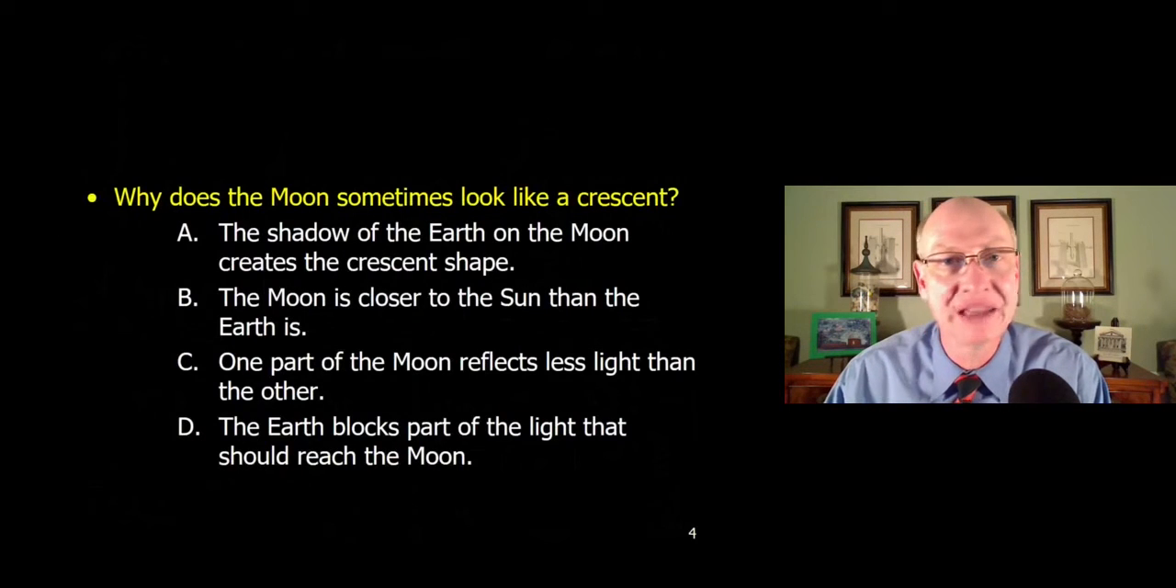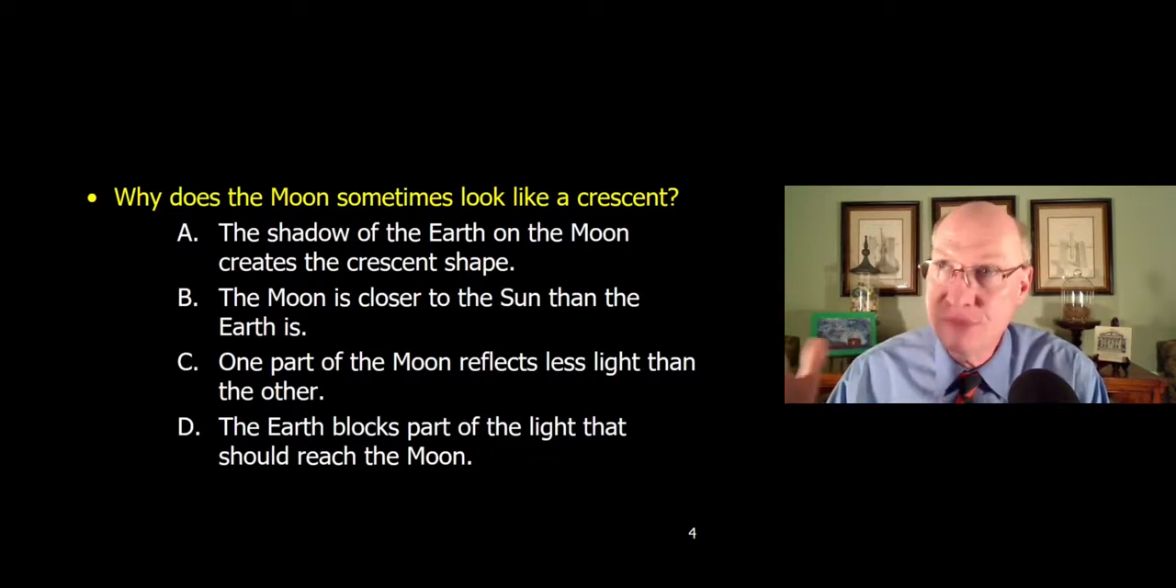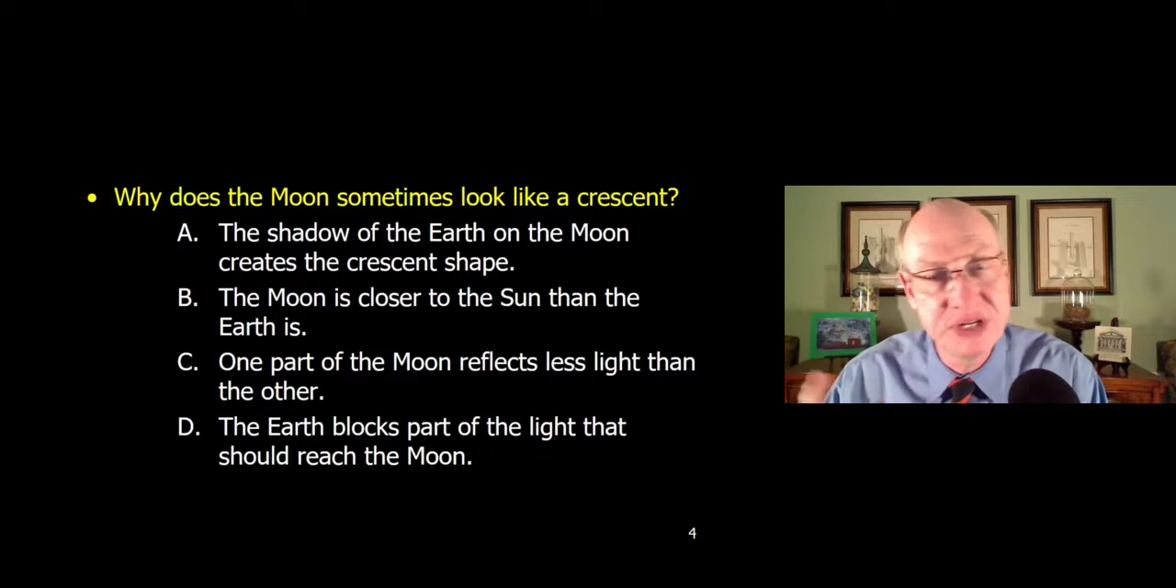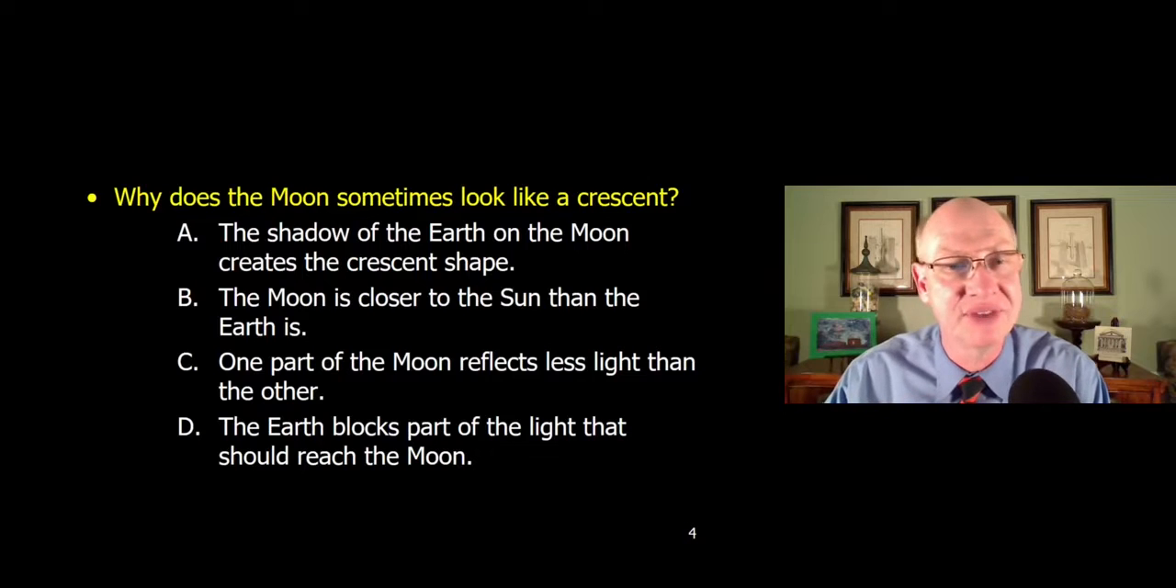So that Learning Catalytics question I want you to answer is this. Why does the moon sometimes look like a crescent? Sometimes you'll look up there in the sky and you will see the moon looking like a crescent. I don't want you to do any research. Don't look in the book. I want your gut feeling for the answer to this one.